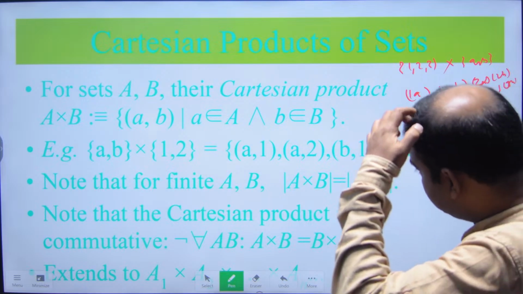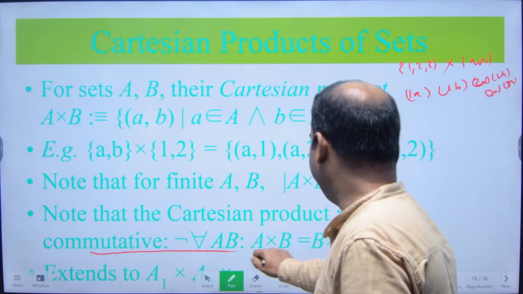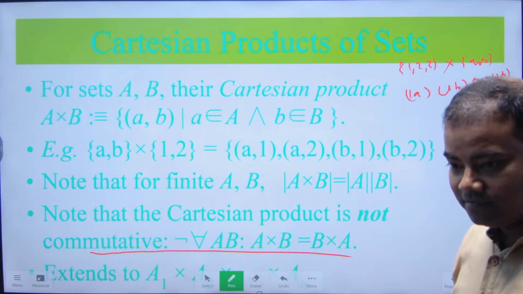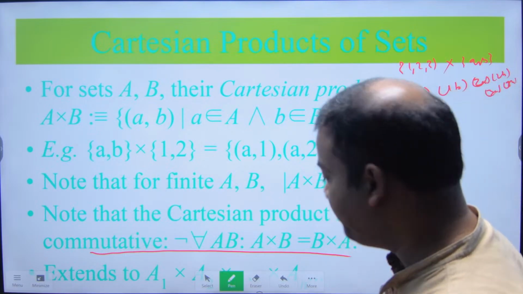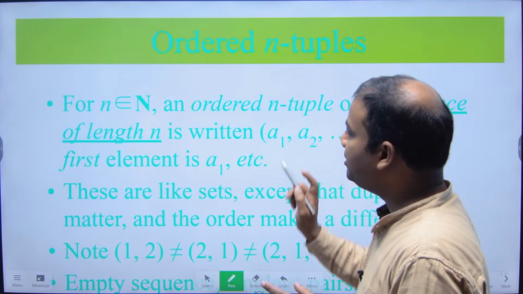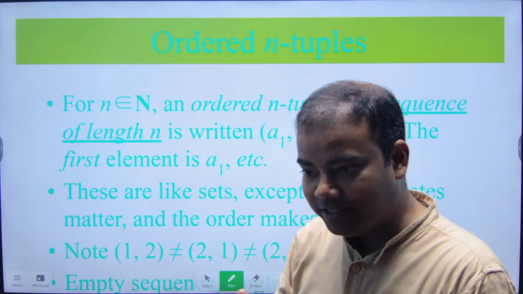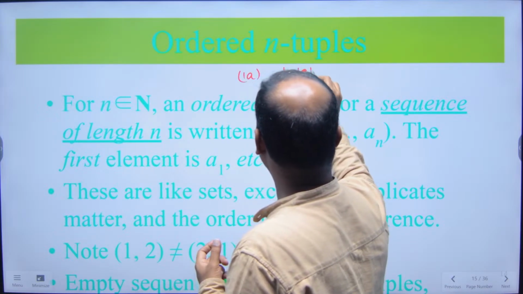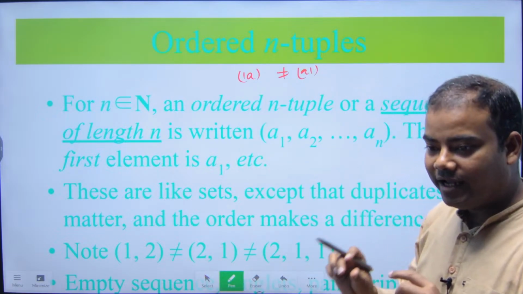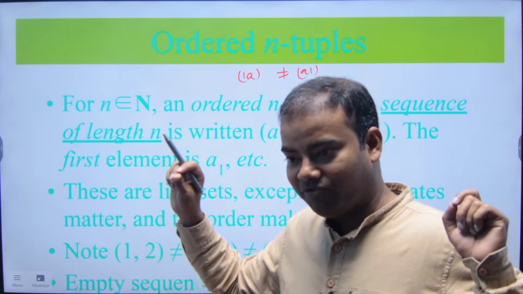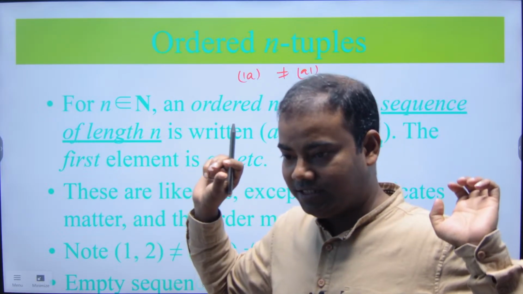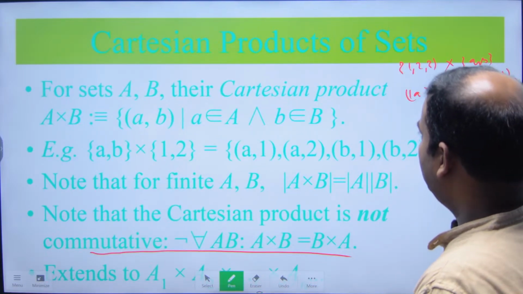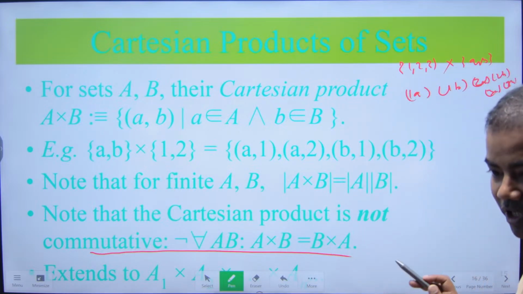Now one important thing is that Cartesian product is not commutative, meaning A cross B is not equal to B cross A. Why? Because it is an ordered tuple. Ordered means order is important, so 1A is not equal to A1. That's why this ordered tuple came. An ordered n-tuple means it may be the Cartesian product of 3 sets, meaning A, B and C. Okay? Is it clear? So Cartesian product you understood. It is not commutative, that also you understood.